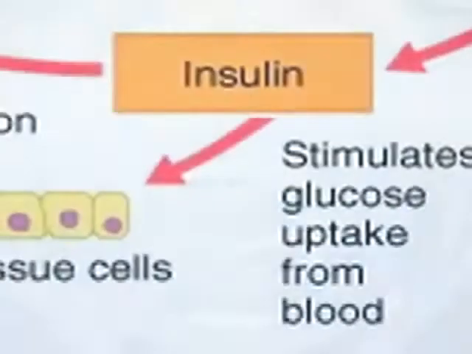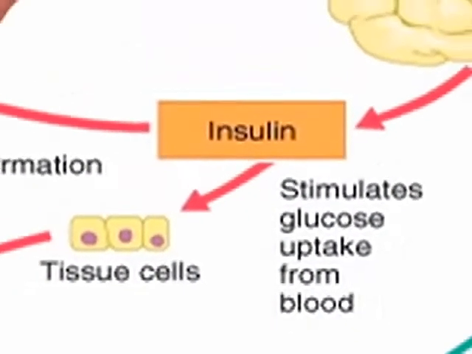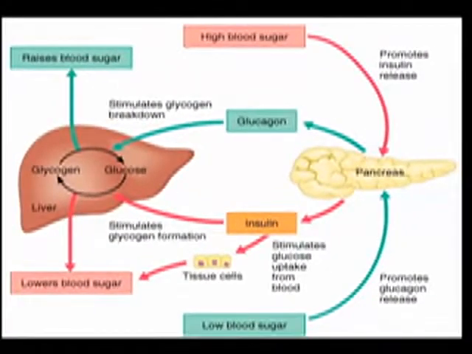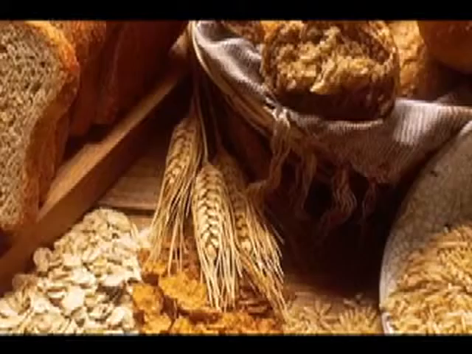Chromium is another important mineral. It is involved in regulating blood sugar. Chromium works with insulin to help your body use glucose. Natural sources of chromium include brewer's yeast, whole grains, and meats.